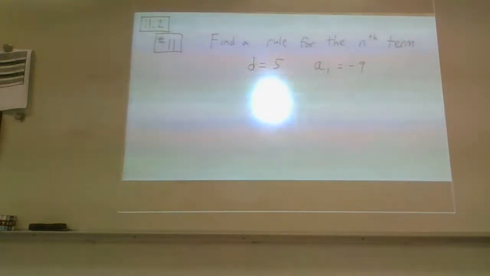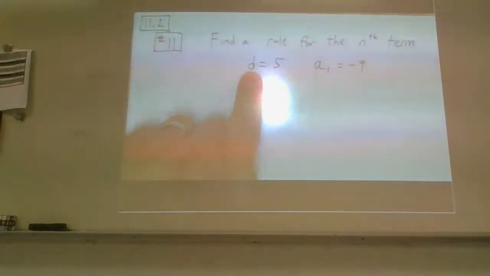And the way that I recognize that is the fact that they told me that d was equal to 5. If there is a d, if there is something that they call a common difference, then this is most definitely an arithmetic sequence. A sequence where the same addition or subtraction happens every time. In this case, it's plus 5, plus 5, plus 5, plus 5 for every term in that sequence.